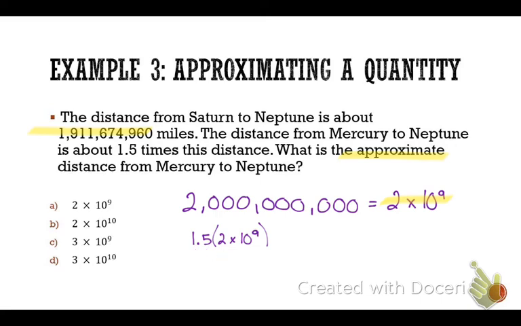Okay, so we know 1.5 times 2 is 3. 3 times 10 to the 9th. Is there an option A, B, C, or D that matches that answer? C. Okay, so C is my answer. All right, multiple choice.